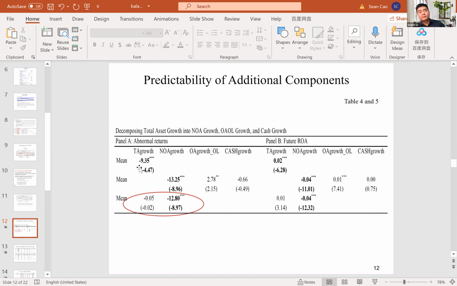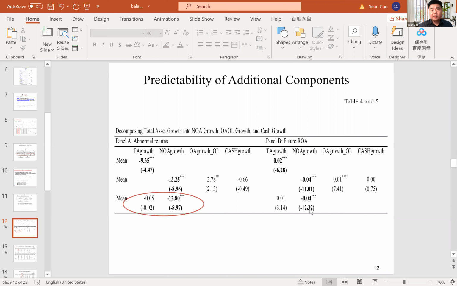we have the NOA growth from the equation. The NOA growth generates negative returns, unlike the total asset growth. And when you horse race them together, you run them together, you find only NOA growth loads and the total asset growth does not load. Is that consistent with the ROA as well?